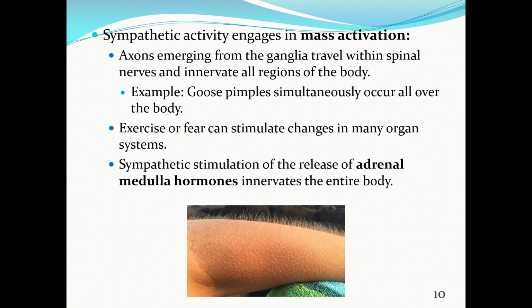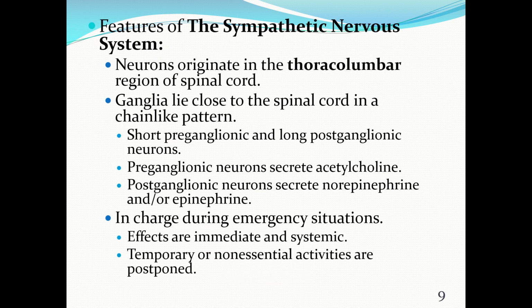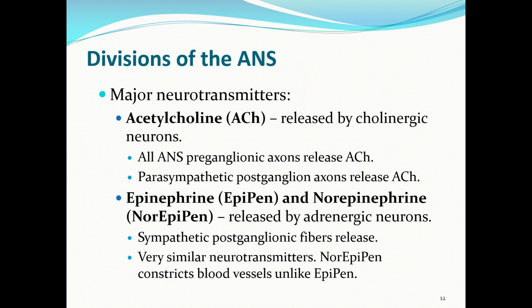Or in some cases, they can also secrete acetylcholine. We should get into that in a second. Here we go. So here are the major neurotransmitters. Acetylcholine is released by cholinergic neurons, and all autonomic nervous system preganglionic axons release acetylcholine, so all of them. But in the parasympathetic, the postganglionic axons release acetylcholine. There we go. That's what I was getting at earlier.